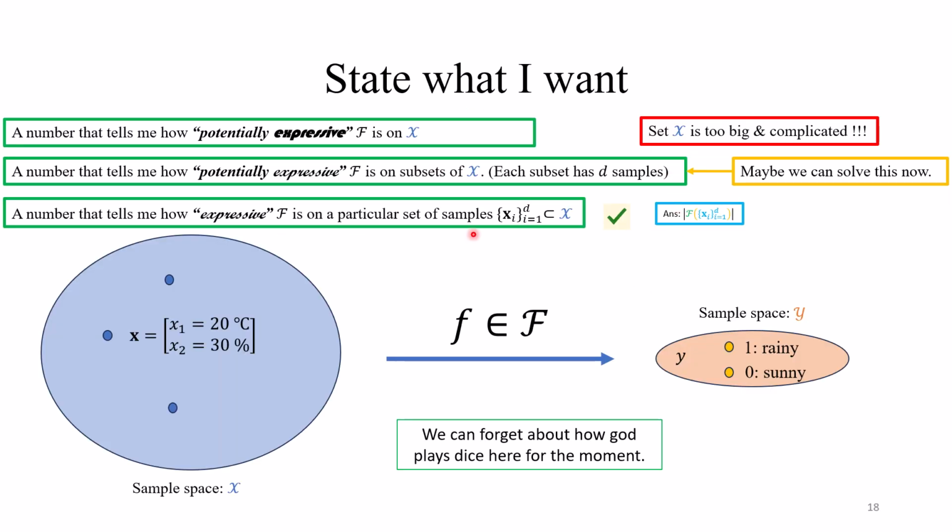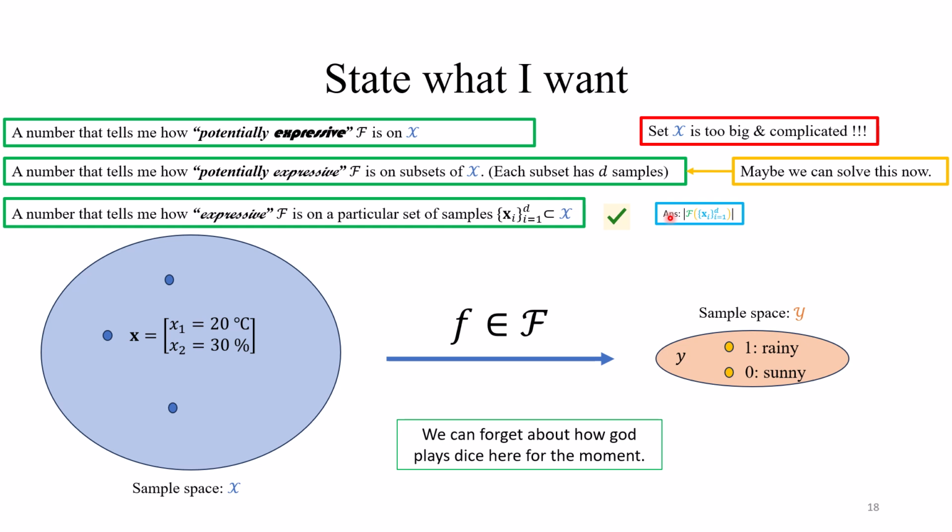And with that, we pretty much answered the easiest question within these three questions. So what quantity could tell us how expressive F is on a particular set of samples? Well, the cardinality of this set right here is a pretty good indicator.